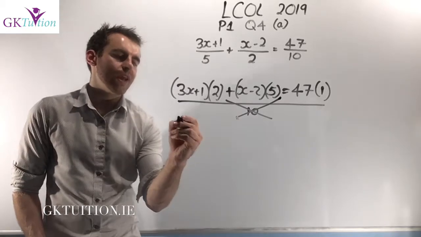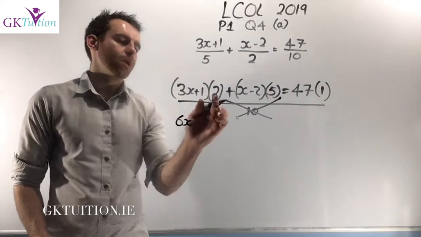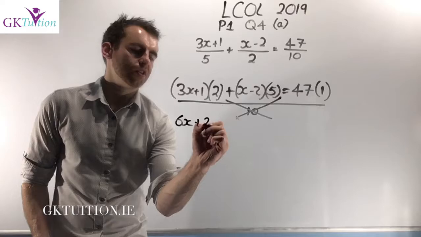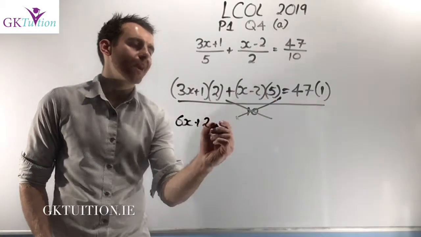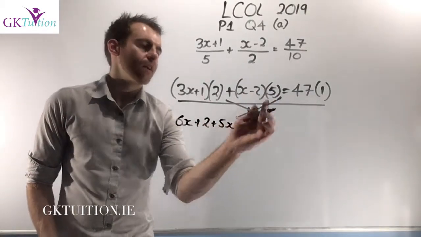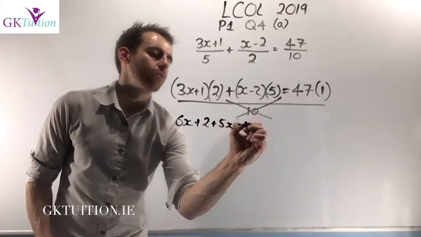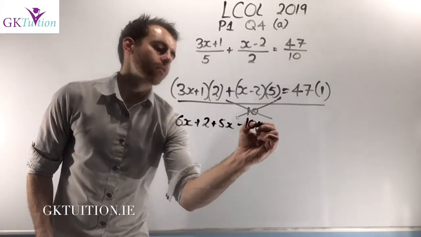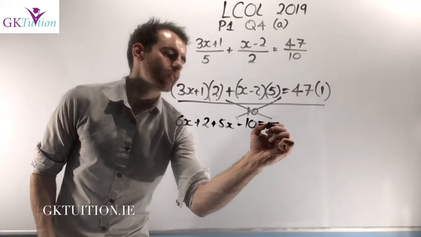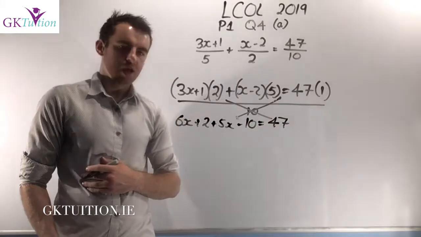2 multiplied by 3x is 6x. 2 multiplied by 1 is 2. 5 multiplied by x is 5x. And 5 multiplied by minus 2 is minus 10. And I know that that is equal to 47 times 1, which is just 47.